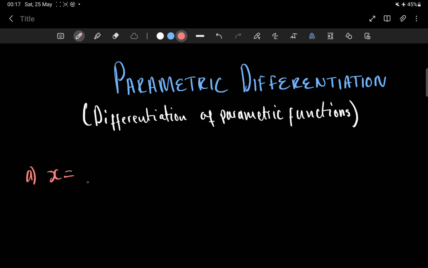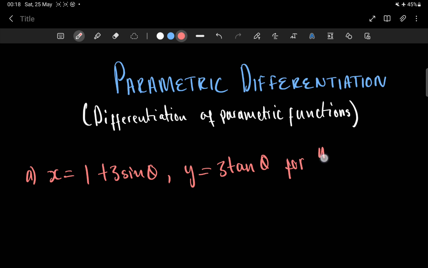x is equal to 1 plus 3 sine theta, and y is equal to 3 tan theta. Okay, and here they are saying pi over 2 is less than theta, which is less than 3 pi over 2. So they could give you a range, and then you could need to use that range for anything.